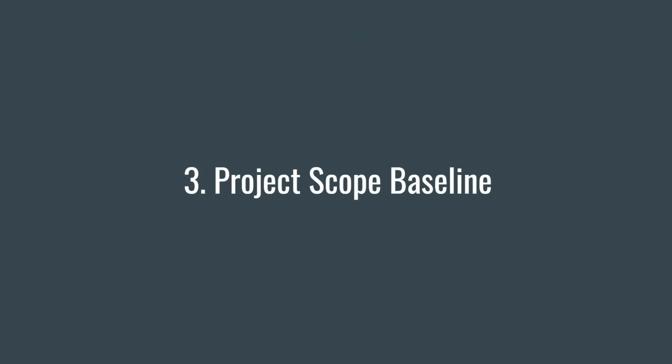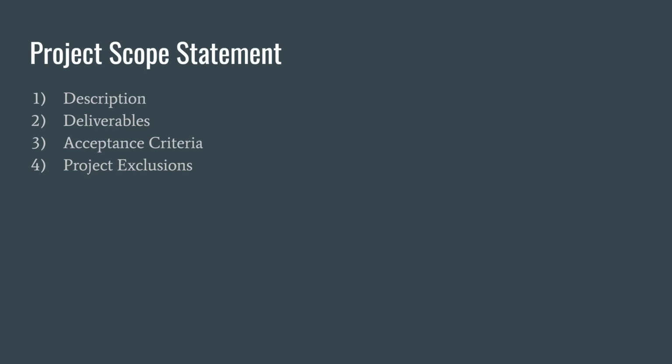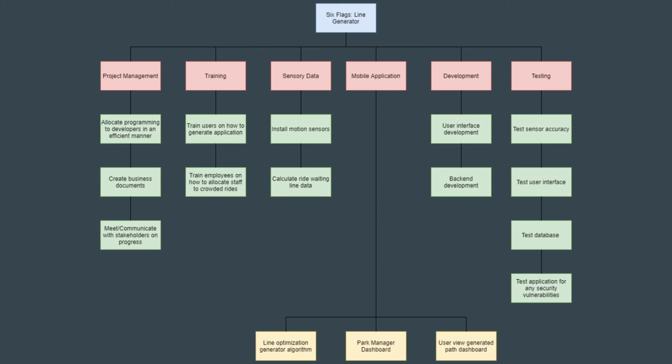So here we have the project scope baseline. The project scope statement is what we just went over, which is the description, deliverables, the acceptance criteria, and project exclusions. Here is our chart. At the top we have the name of the application, and this is the top of the WBS.